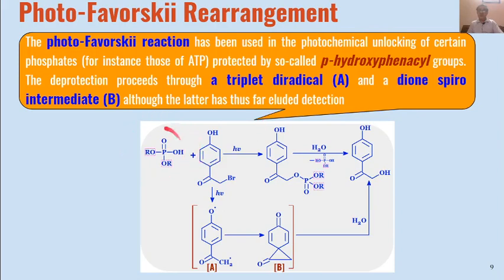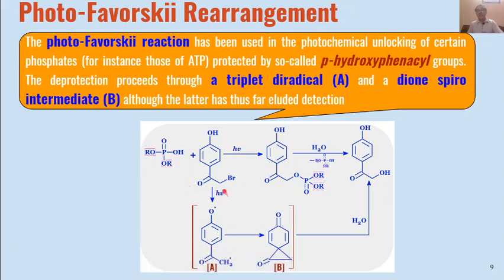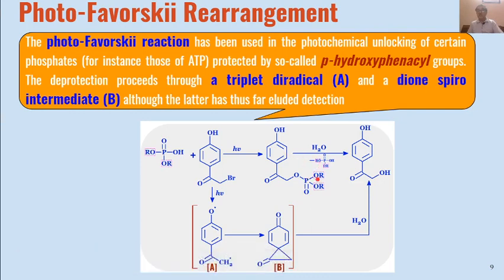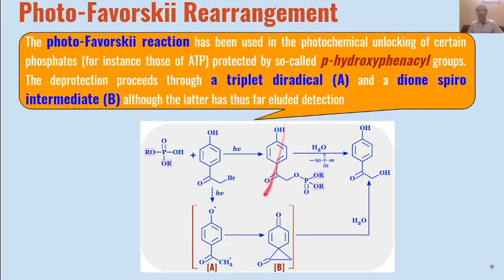So when these phosphate esters react with these types of phenacyl bromide derivatives, with the elimination of this bromide ion from here, we will get phosphate esters as the intermediate. And then these phosphate esters will undergo hydrolysis to give us these types of phenolic carboxylic acids as the product. And this reaction proceeds through a triplet diradical like this.